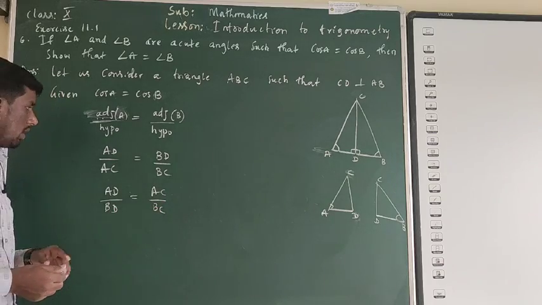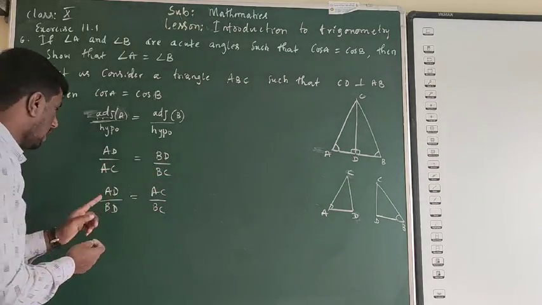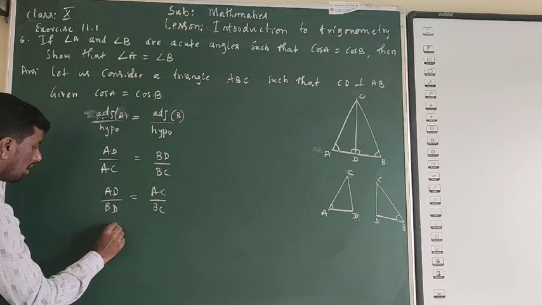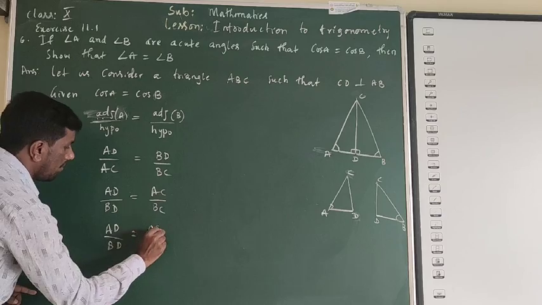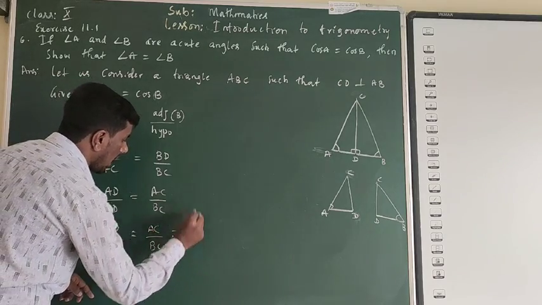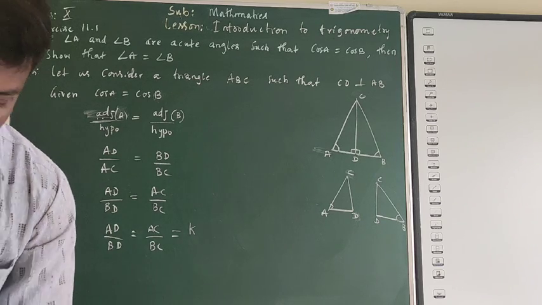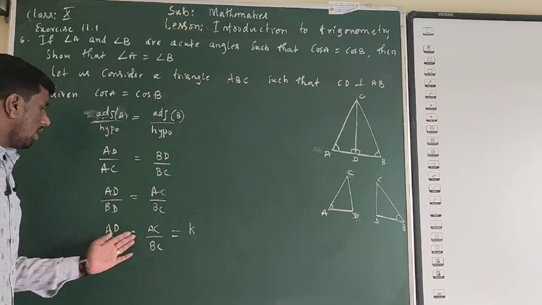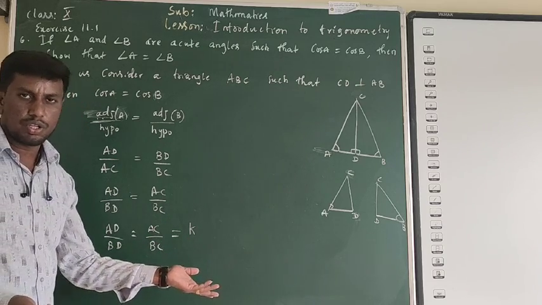Clear? So BD and AC are interchanged. Now AD by BD is equal to AC by BC. Since these two ratios are equal, I will take that value as K. K is some positive integer.